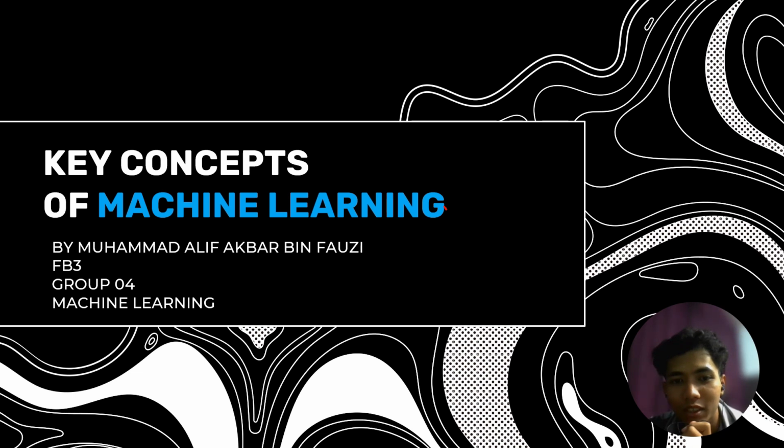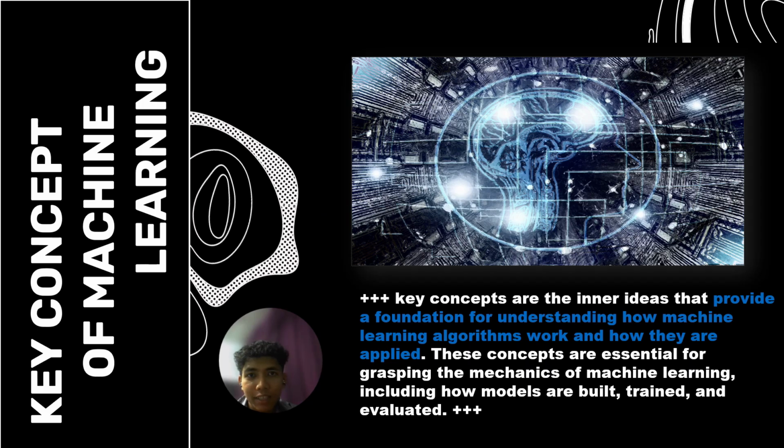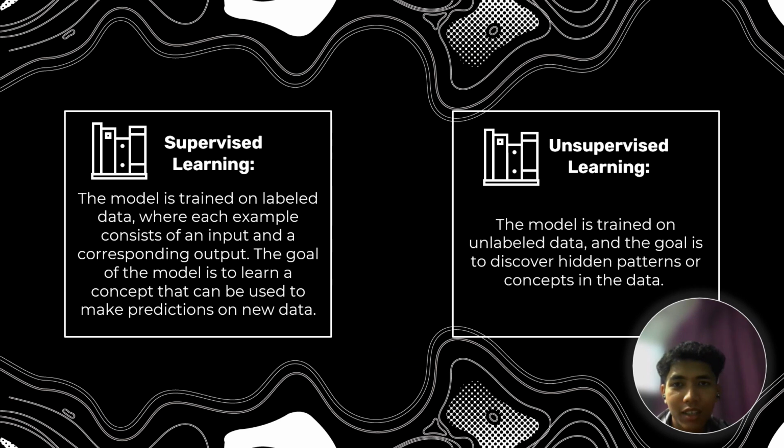Today I will present about one of the subtopics of machine learning. It is key concepts of machine learning. Key concepts in machine learning are the core ideas that explain how algorithms work, and how models are built and trained. The difference between supervised and unsupervised is, in supervised learning, the model learns from labeled data, while in unsupervised learning, the model finds patterns in unlabeled data.